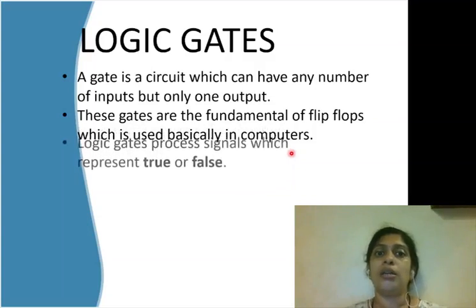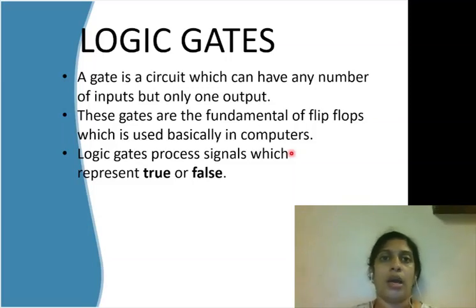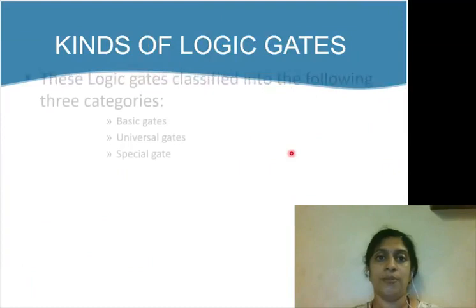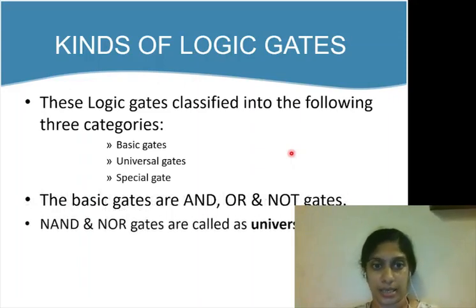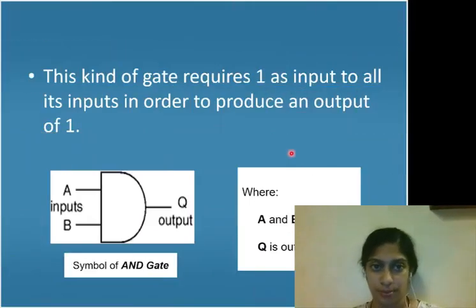And there are various types of logic gates, and the logic gates process signals which represent true or false, or zeros or ones, or high voltage or low voltage. You can take it as anyway. Okay. And there are three types of logic gates. Those are basic logic gates, universal logic gates, and special logic gates. Basic logic gates, we are familiar with this, AND, OR and NOT gates. Universal gates, we have two universal gates, NAND and NOR, and two special gates, XOR and XNOR.